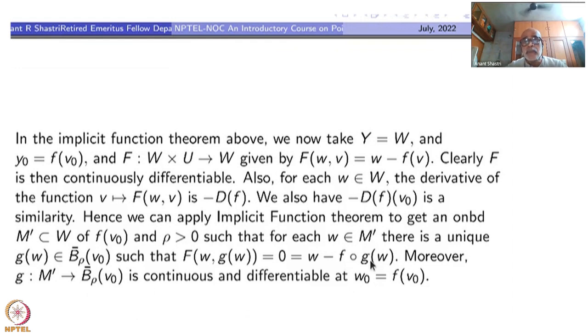Moreover, part A already tells you that this map G from M prime to B bar is a unique one, and part B says it's differentiable at W naught. The second part says it's differentiable at W naught. The first part says it's continuous. Okay, not continuously differentiable, sorry, that's not correct. So that is what we have. So this is all the implicit function theorem applied to this special case.